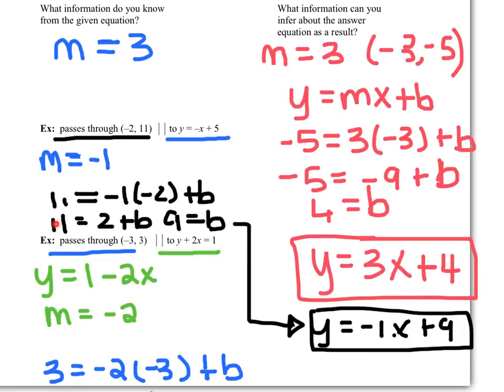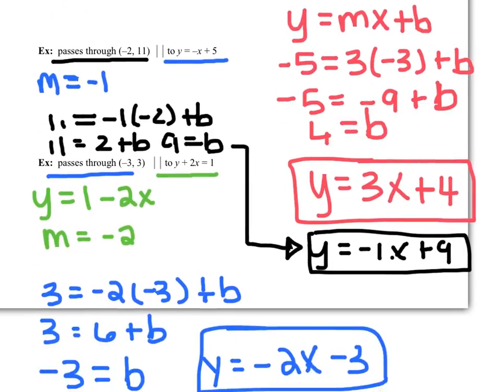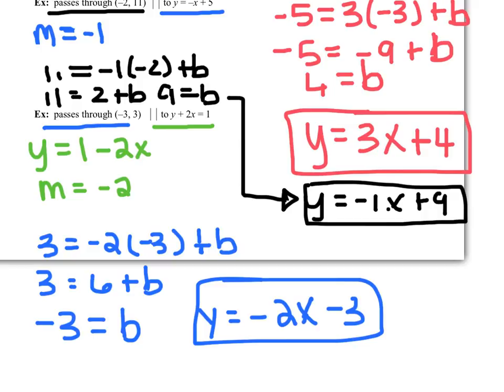If I plug in 11 for y, -1 for the slope, -2 for the x, I can solve for b, and I got b equals 9. I just came down here to write my answer. y equals -1x plus 9. That could also be written as y equals -x plus 9. You don't really need the 1, you just need the negative sign. The next example was just slightly different, so we're trying to write the equation of the blue line.